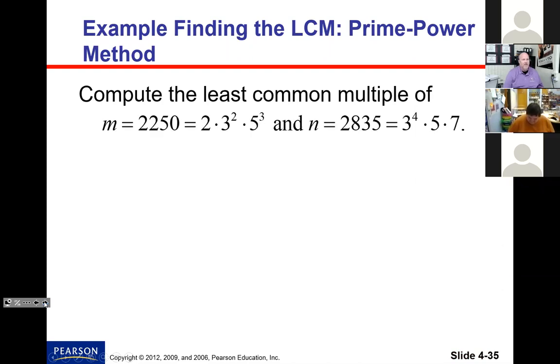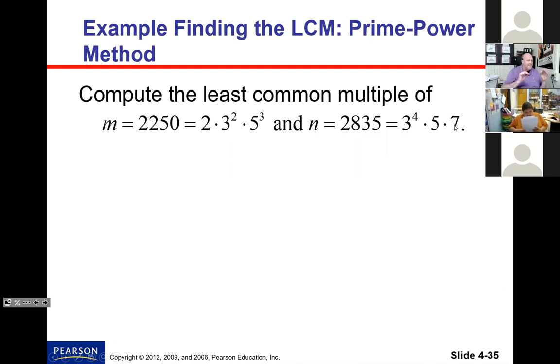Yeah. Okay. So LCMs, if you look, there's our 2250, which was a 2 to the 1, a 3 to the 2, and a 5 to the 3. We just did that on the other screen. So then we do the same thing for 2835. We do our prime factorization, which is our tree, and we end up with 3 to the 4, 5 to the 1, 7 to the 0, yeah, 7 to the 1. Sorry, 7 to the 1.